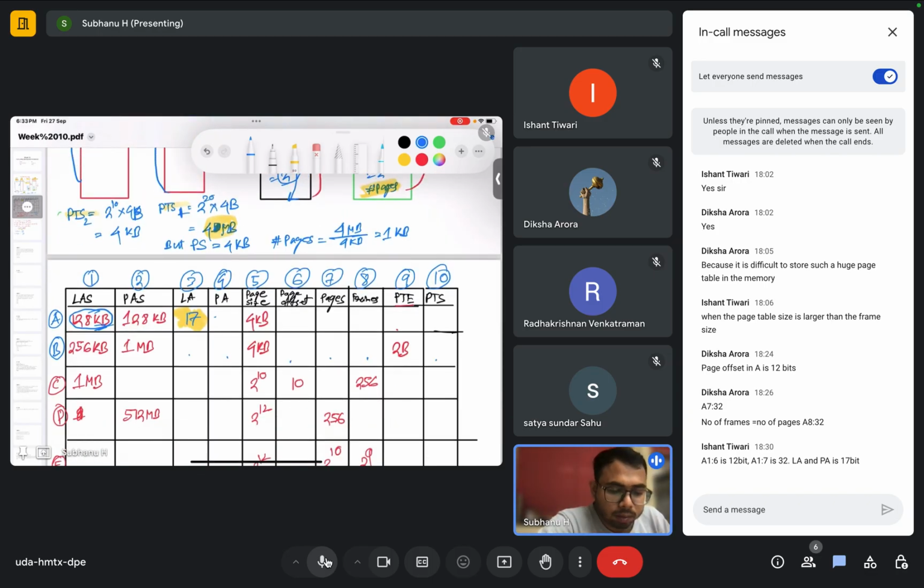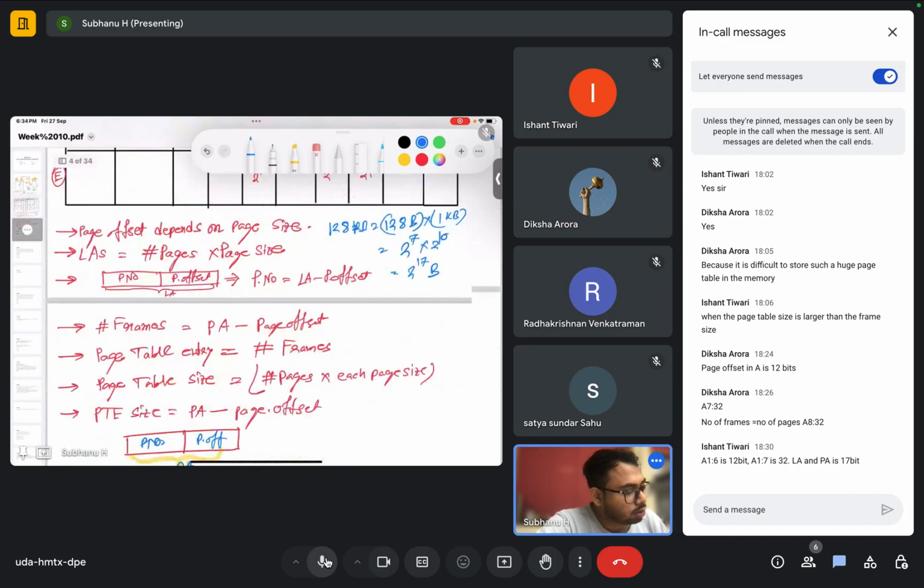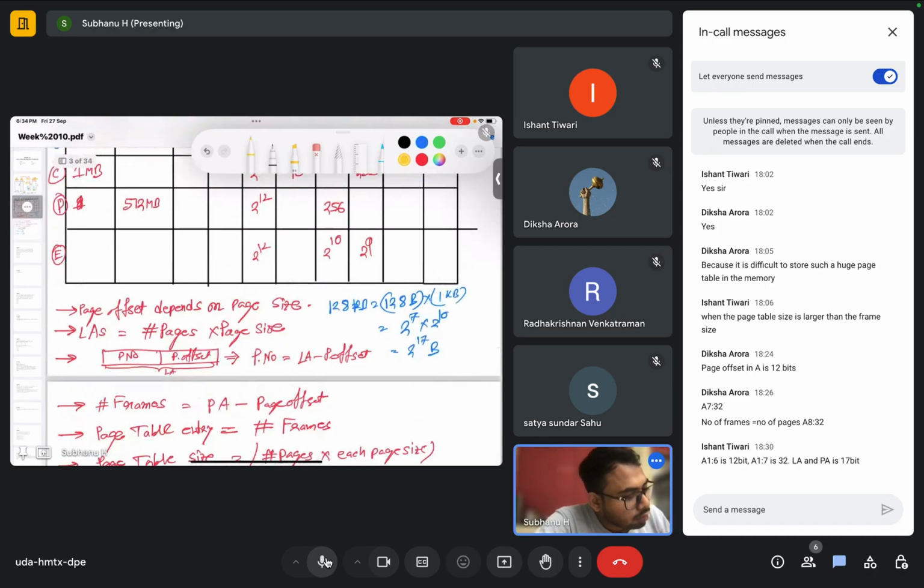One thing is page table entry size. So page table entry size is equal to physical address minus page offset. How do I find this? Very easily, I know that in logical address we have... give me a second.